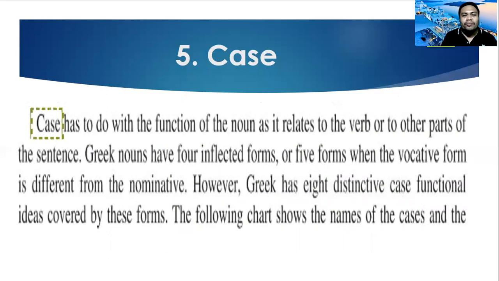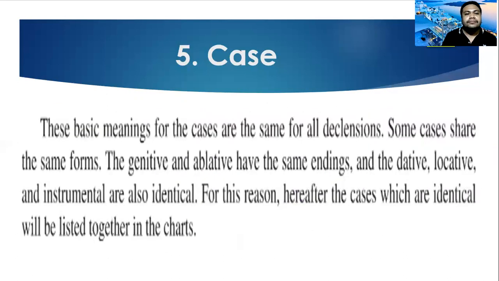Wow, so many. It has eight distinctive case functional ideas covered by these forms. The following chart shows the names of the cases. And of course, these basic meanings for cases are the same for all declensions. Some cases share the same forms. The genitive and ablative, as we have seen earlier, have the same endings.